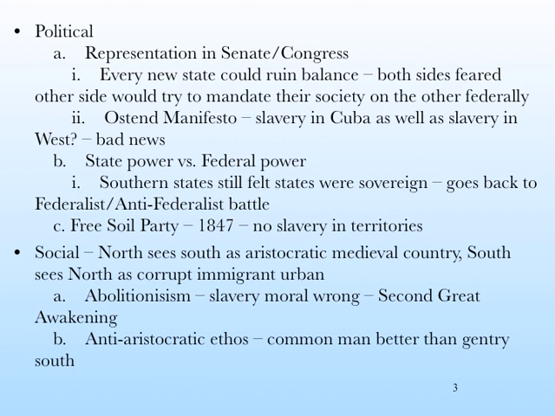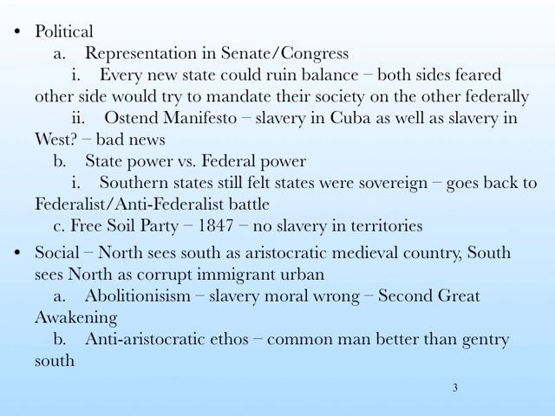The Ostend Manifesto is this idea that America was going to buy Cuba from Spain, and that slavery would be in Cuba as well as slavery being in the West. And this is just an issue that, again, is tipping the scales. It's going too far in one direction.